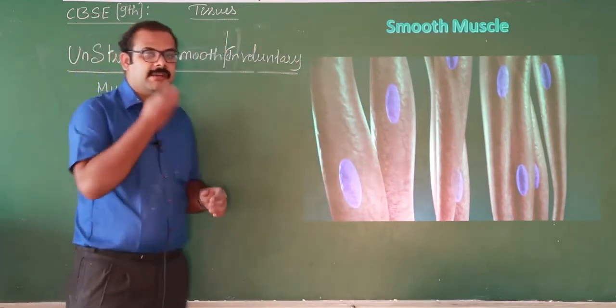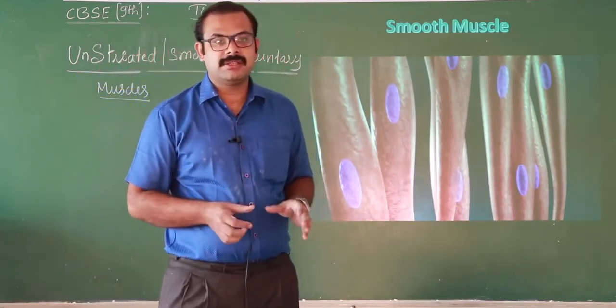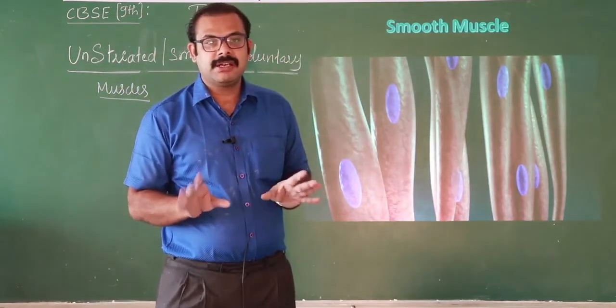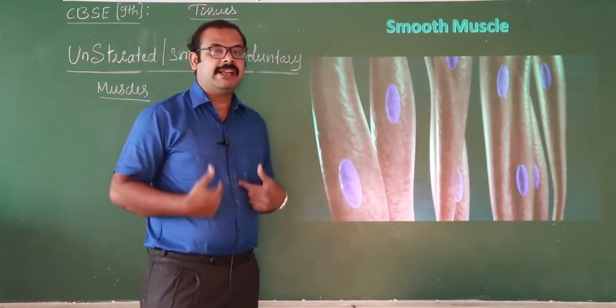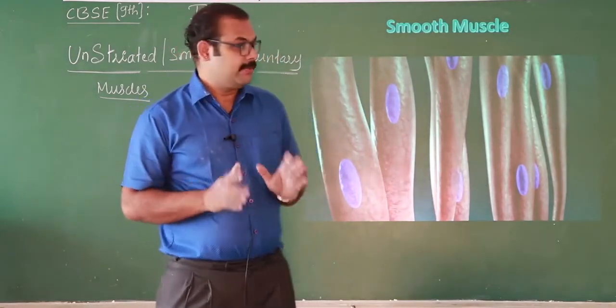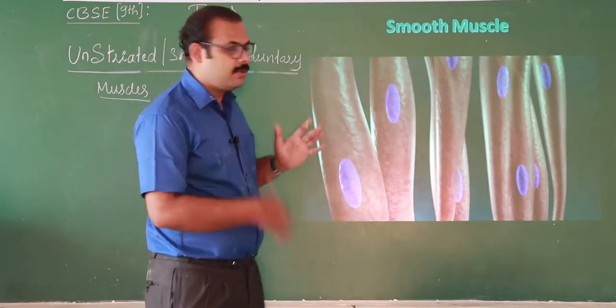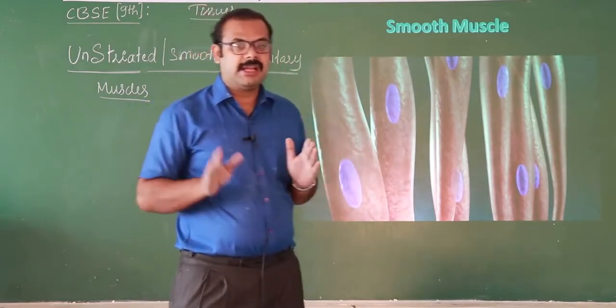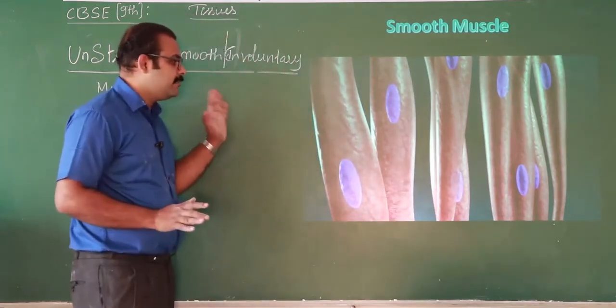For example, while eating, after eating the food, the food passes through the esophagus. Here the muscles are not under our control. Like that, the alimentary canal, from the mouth to the anus, its different parts have smooth muscles. They undergo their own contraction and relaxation. We cannot control it. Hence they are called involuntary muscles.